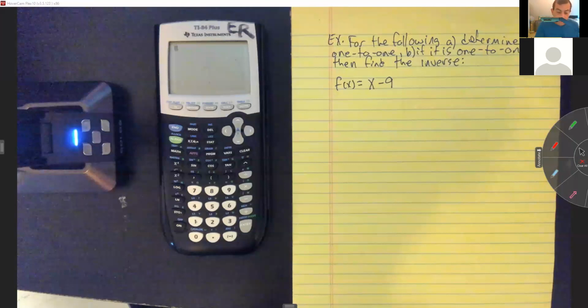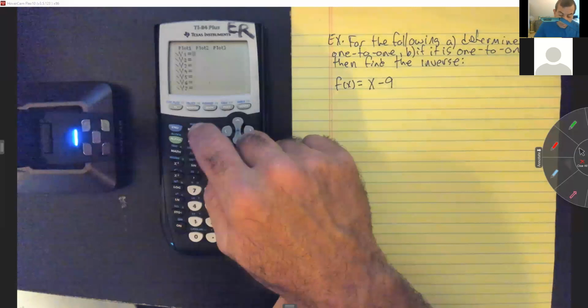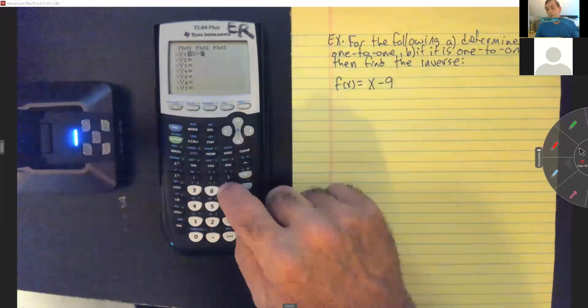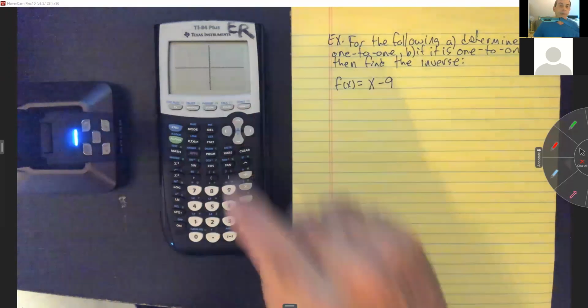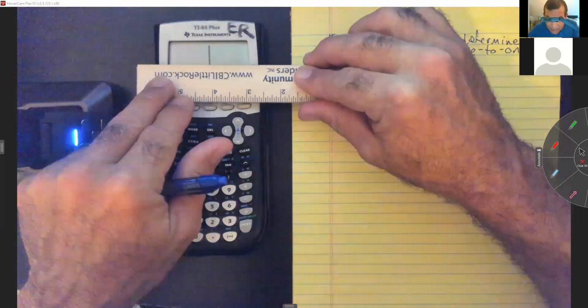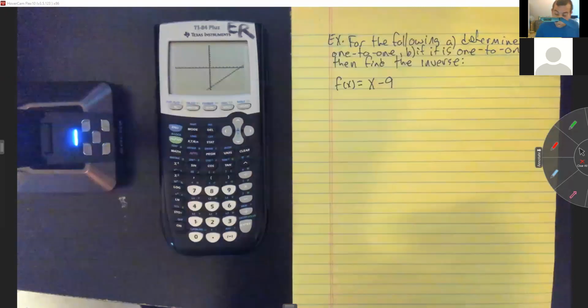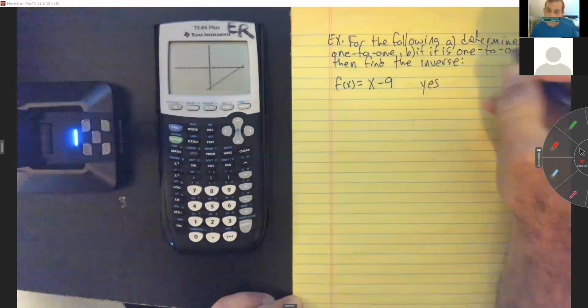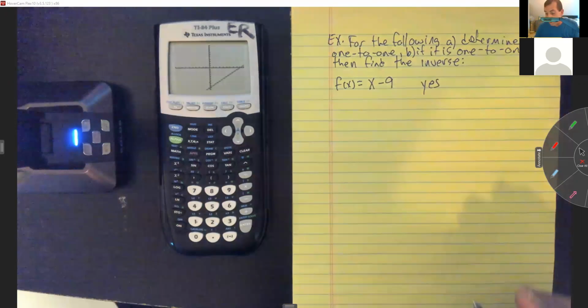So what I'm going to do is go to my y equals and clear this out and put in the x minus 9. So here we go. We got x minus 9. And we just want to look at the graph. So I'm going to hit graph. So it looks like a straight line. But if I run my horizontal line down that graph, it does not cross it more than once. So this is yes, 1-to-1. So since it's 1-to-1, we got to find the inverse equation.